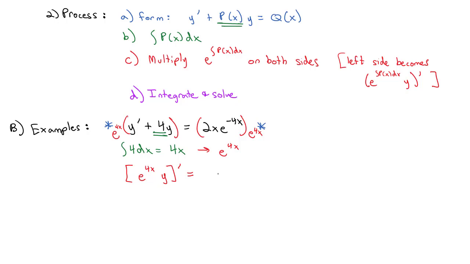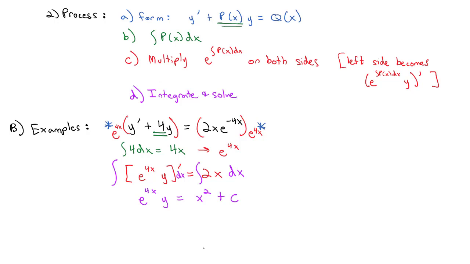The right side, we just have to simplify, and it's really nice here, e to the negative 4x times e to the 4x is just 1, so we're just left with 2x. And now all I have to do to solve is integrate with respect to x on both sides. The integral of the derivative is the original stuff, e to the 4x y. The integral of 2x is x squared, and that's where we're going to add our constant c.